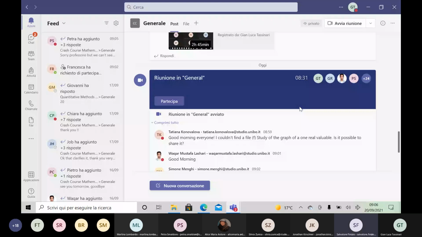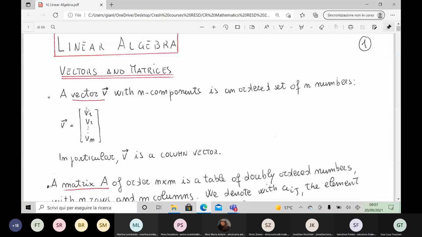We see your Teams dashboard, so you should switch to Microsoft Edge, to the browser. Oh, okay. Thank you. Now it's okay. Thank you.